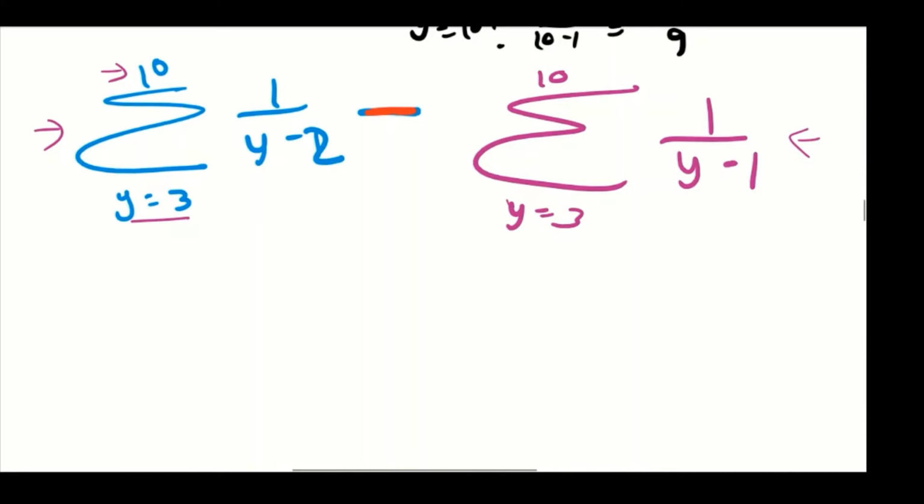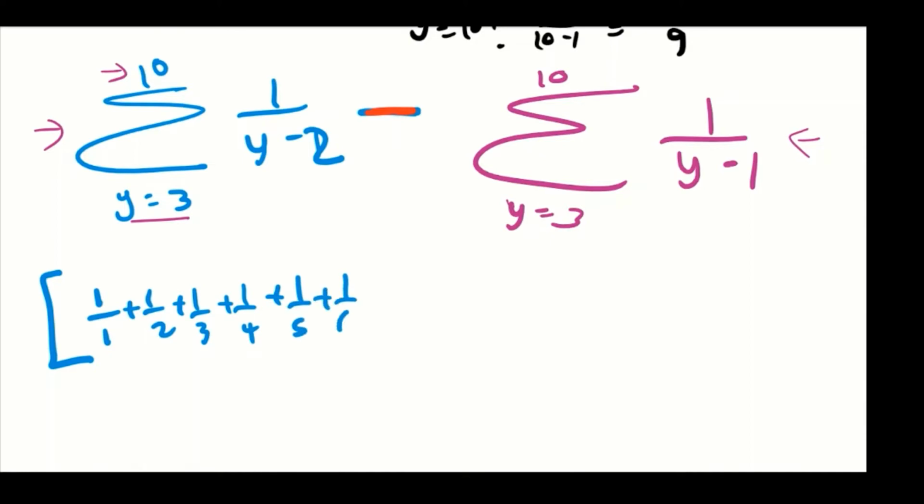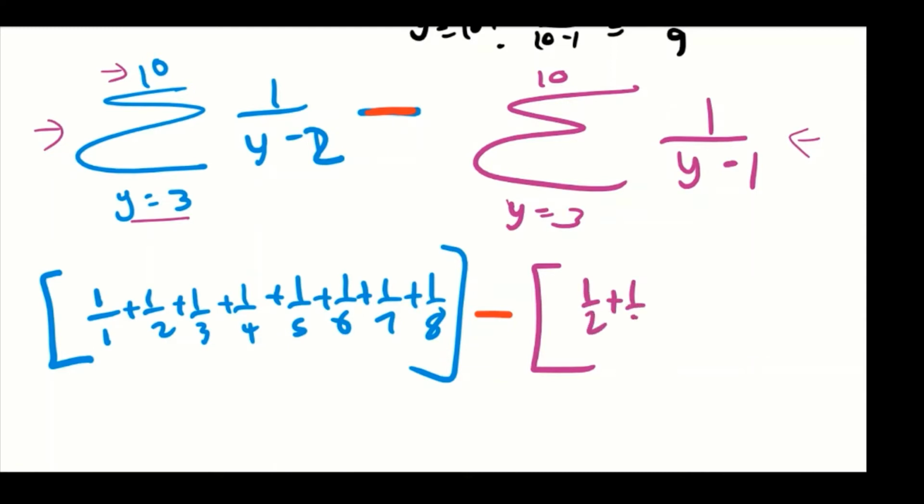So let me write for these ones here. We found 1 over 1 plus 1 over 2 plus 1 over 3 plus 1 over 4 plus 1 over 5 plus 1 over 6 plus 1 over 7 plus 1 over 8. So these are all the terms that we found. And then it subtracts these terms here for this sum here. So it starts at 1 over 2 plus 1 over 3 plus 1 over 4 plus 1 over 5 plus 1 over 6 plus 1 over 7 plus 1 over 8 plus 1 over 9, right?